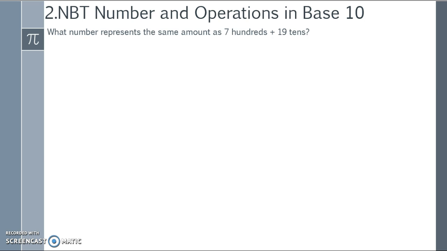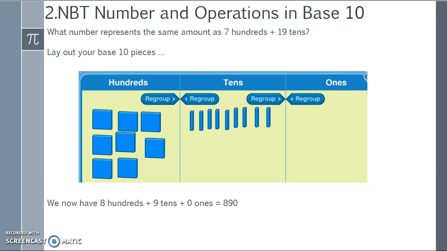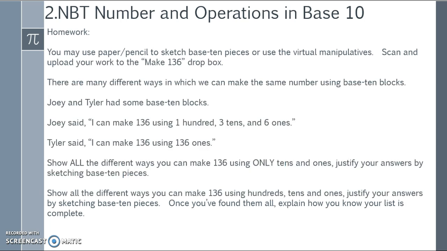Okay, let's see how you did. Lay out our base 10 pieces. So I have 7 hundreds in the hundreds, and I have 19 tens and 0 ones. I see on the bottom there that I have a group of 10 tens, which we can make into a 100, giving us 8 hundreds, 9 tens, and 0 ones, or 890.